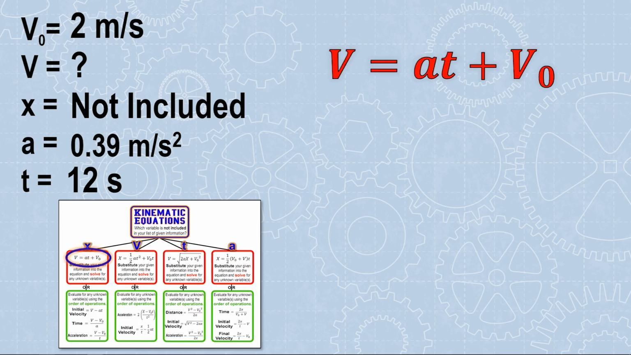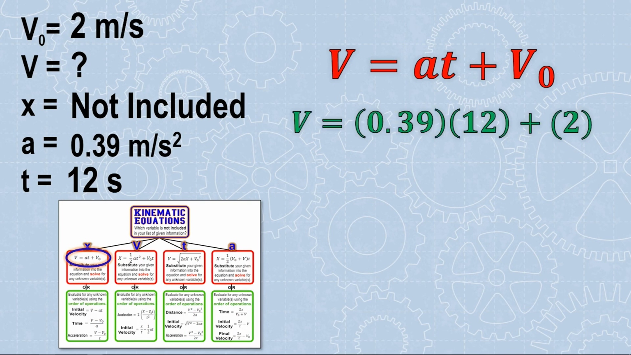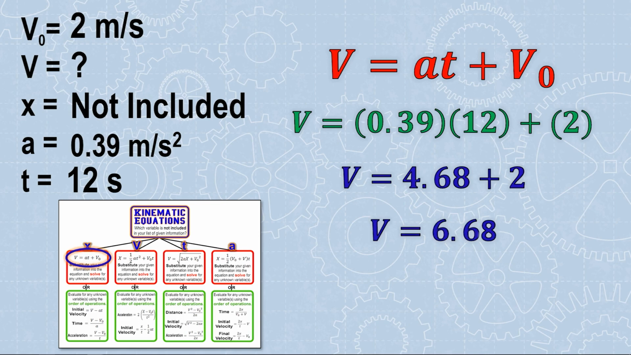Start by writing it out. We have our givens. Write out your formula. Substitute into the formula. In this case, our variable, final velocity, is already by itself. So we just need to follow the order of operations. Underline, evaluate, and rewrite. So 0.39 times 12 gives us 4.68. 4.68 plus 2 gives us 6.68. Final velocity, so the unit is meters per second.